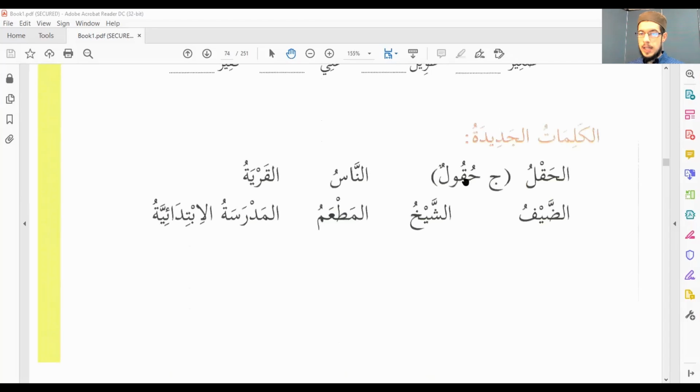And we have our word bank here for lesson 13. Al-haql, the plural of which is huqul, which is a field. An-nasu, people, should be familiar to you. Al-qaryatu, village, the plural of which is al-qura. Ad-dayfu, guest, plural duyuf. Ash-shaykhu, the elderly man or the scholar, and the plural is shuyukh, just like on the pattern of life. Al-mat'amu, the cafeteria. We don't need to go into the plural of that just yet. And al-madrasatul ibtidaiyatu, primary school. Does anyone have any questions about anything up until this point before we move on?